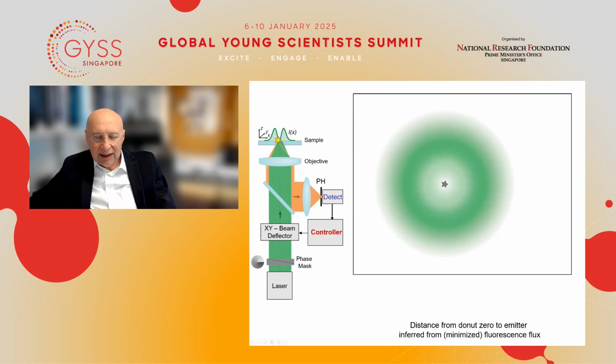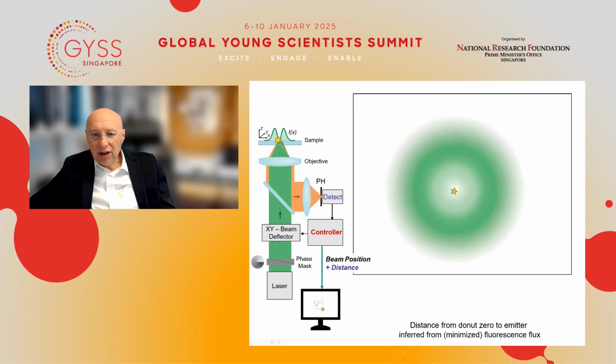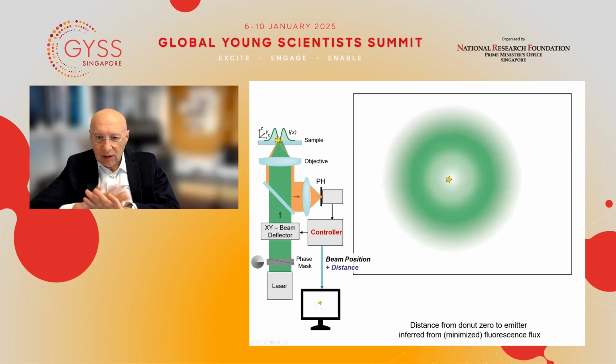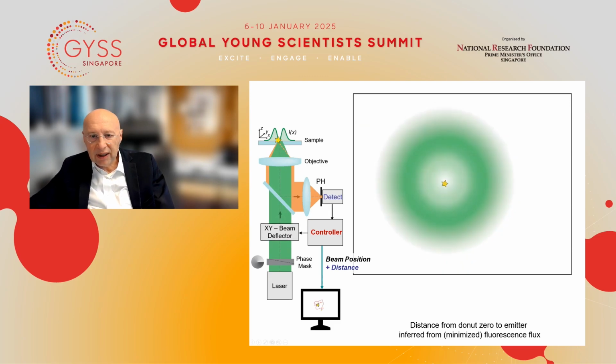And we have a detector in here that counts photons. And then the controller checks how many photons have been counted, and then acts on the beam deflector, and then pushes the donut zero around such that it matches as well as possible the position of the molecule. So if the molecule moves, there will be detections, of course, because the superposition will not be perfect. But based on those counts, the donut zero can be pushed around, and then we can locate the molecule.